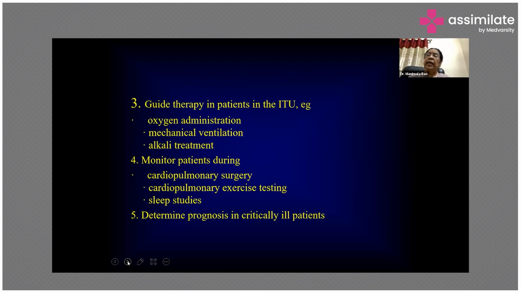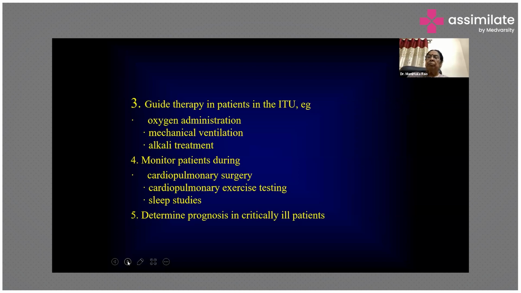So it also can guide the therapy in the ICU. Oxygen, should we give the oxygen? Should we go on to a CPAP or a BiPAP? Or can we go on to mechanical ventilation? Or does he require an alkali treatment? And we monitor the patient during mechanical ventilation, cardiopulmonary bypass, and when doing sleep studies. And it determines the prognosis in critically ill patients.